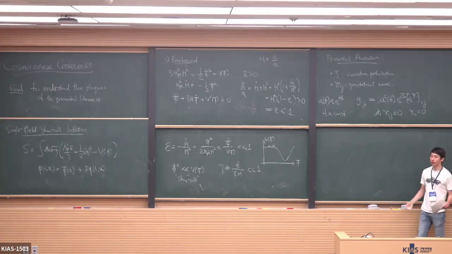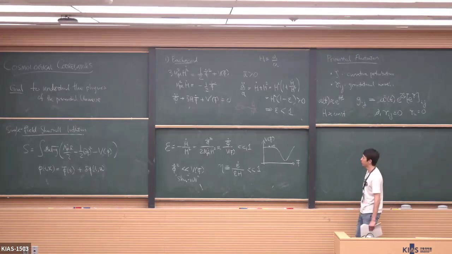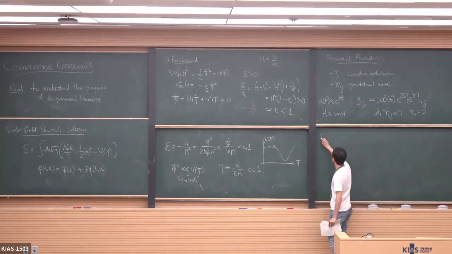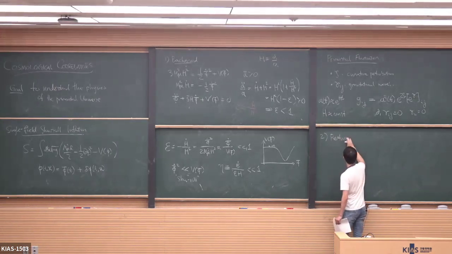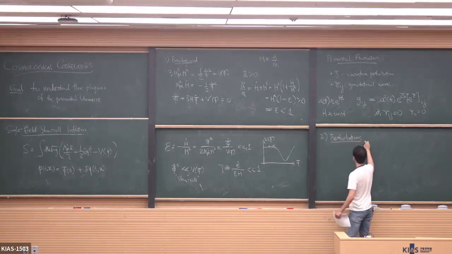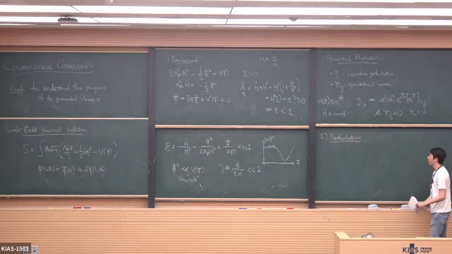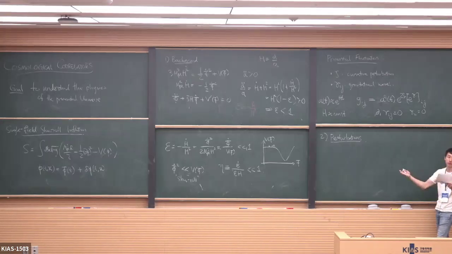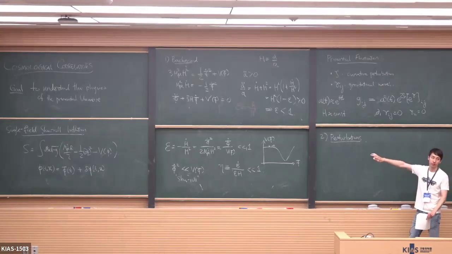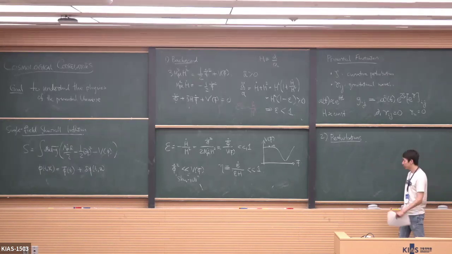Okay, so that's basically an extremely brief review of slow-roll inflation at the background level. Now let's talk about perturbations. As I mentioned, the zeta and gamma fluctuations during inflation have the remarkable property that they become constant at late times, towards the end of inflation.